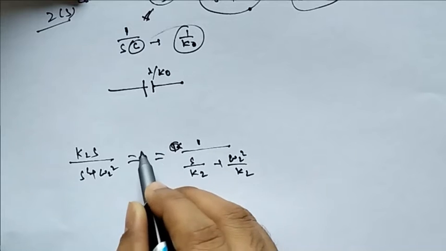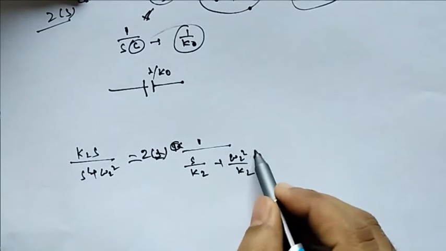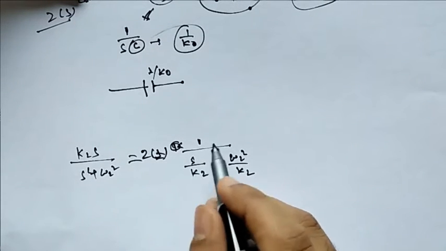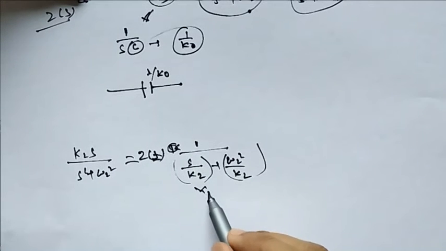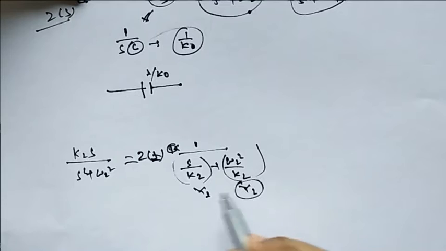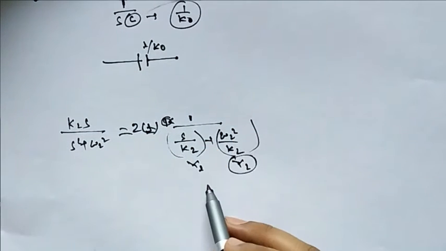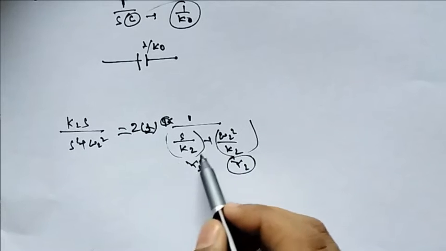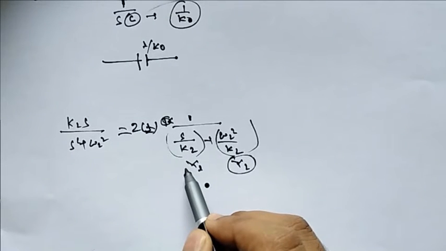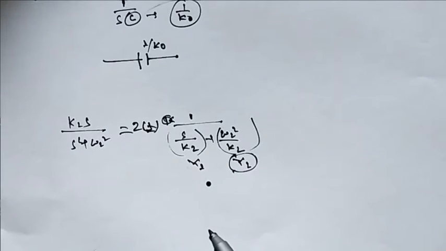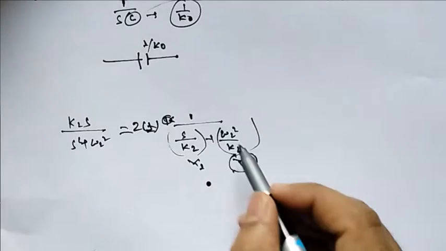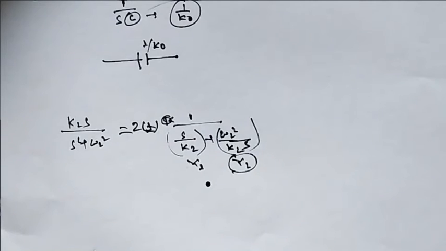Now if the total is an impedance function, then 1 by this must be Y2, and these must be added: Y1 plus Y2. This is representing your admittance, where this is your capacitor part and this will be your inductor part. Then only we can say K2 S.